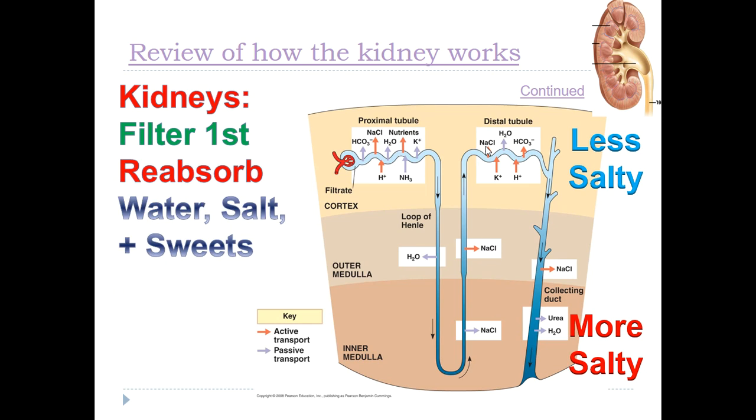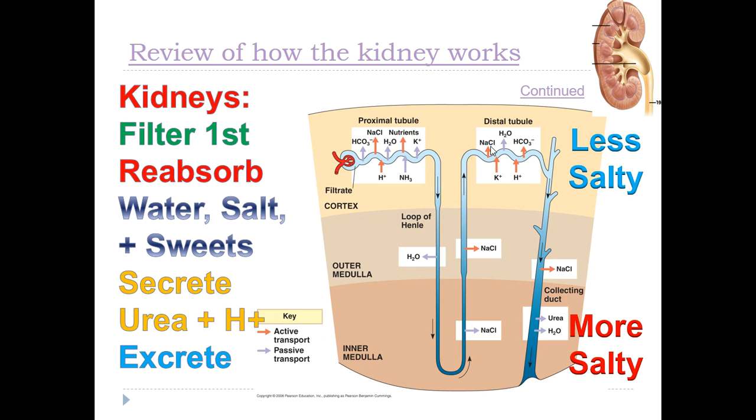You filter first, you reabsorb your water, your salts, your sweets, then you secrete out by active transport things like urea and protons so that you can make this thing nice and acidic and kill off bacteria, and then you remove it by sending it to your bladder and onwards, right?